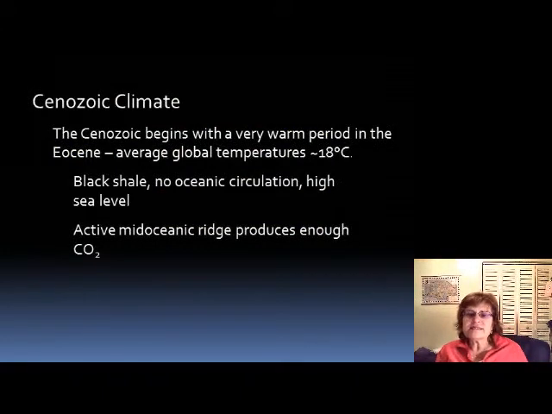So after going through this, let's talk about the Cenozoic climate. The Cenozoic starts with a very warm period, the Eocene. The average global temperature during the Eocene was 18 degrees Celsius. We have black shale, which means global black shale. That means that there was no ice age, the world was globally warm, and we didn't have oceanic circulation, so black shale was forming. The sea level was relatively high. Scientists believe that this was caused by the fact that there was very, very active mid-oceanic ridge all around the world, and it produced enough CO2 to maintain the warmer climate.